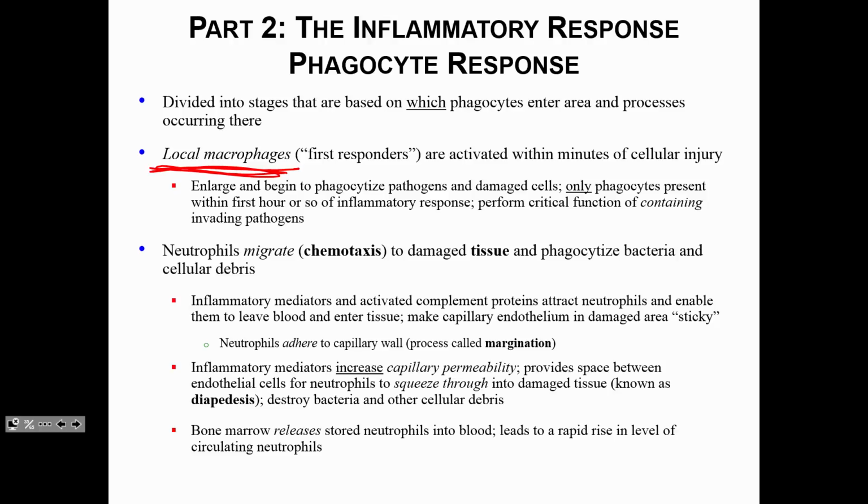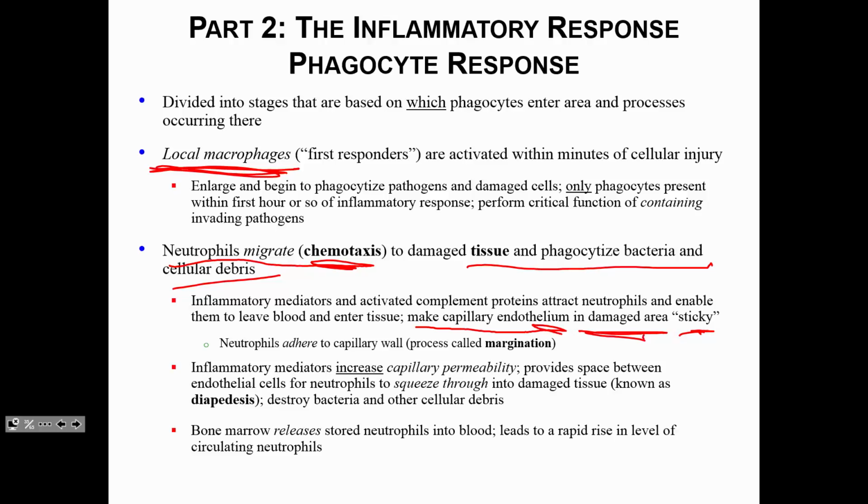That's their job. Now, neutrophils migrate by chemotaxis to the damaged tissue. They're going to phagocytize bacteria and cell debris. Those inflammatory mediators and any of the complement proteins that are activated attract neutrophils. That allows them to leave the blood and get into the tissue. Now, these inflammatory mediators are going to make the capillary endothelium sticky. Okay, just in the damaged area. Remember, the endothelium of the capillary is the inner lining. It's the inner tissue lining.